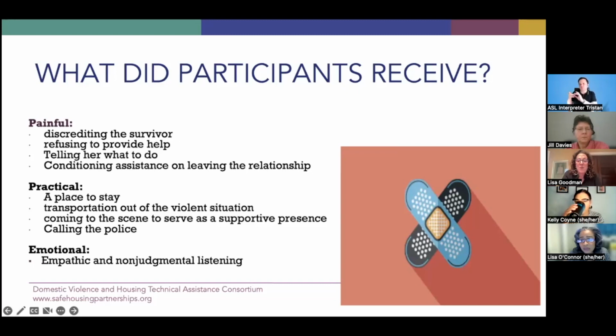Some provided very useful practical help, like a place to stay, transportation out of the violent situation, coming to the scene to serve as a supportive presence, or very occasionally calling the police. And a very few provided the kind of help that participants had named as the number one thing they sought, which is empathic and non-judgmental listening. This was very much the minority of responses.